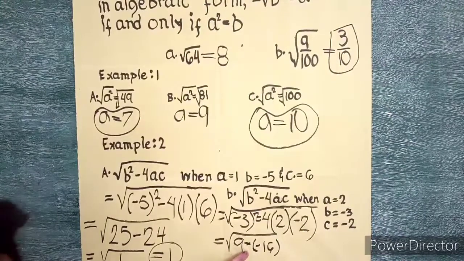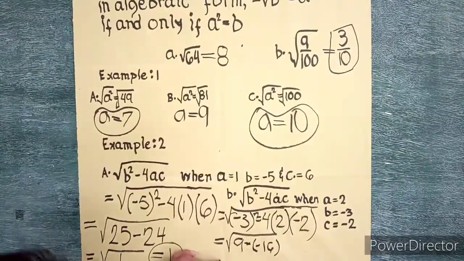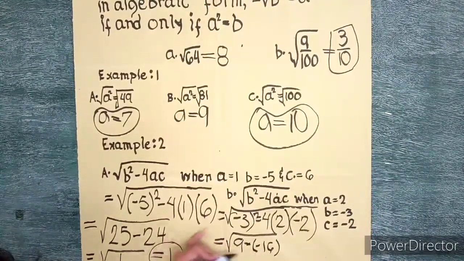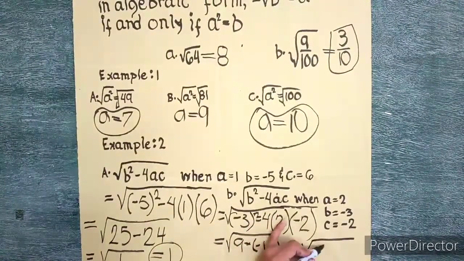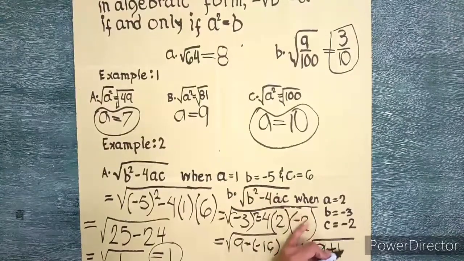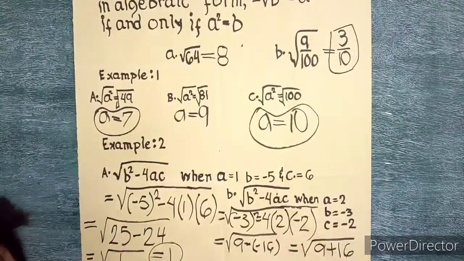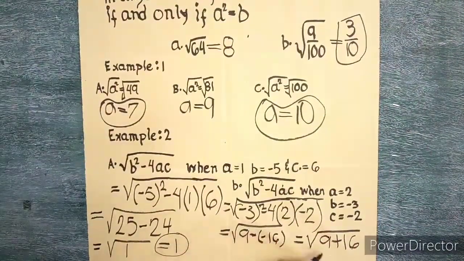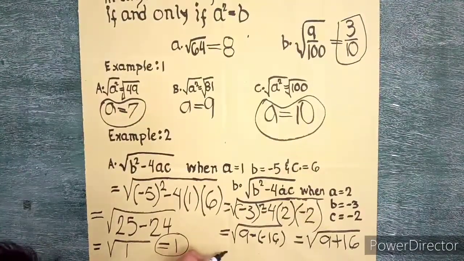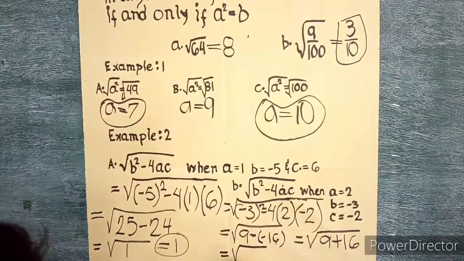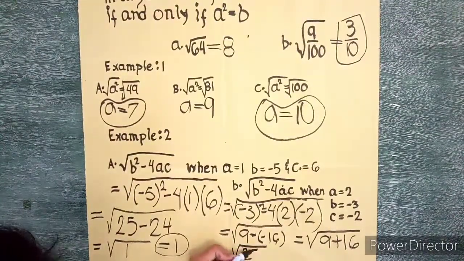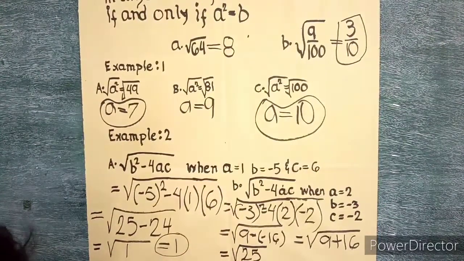So, we're going to change the sign because same positive, it will become equals to square root of 9 plus 16. Okay? Then next, you're going to add because the operation is add. So it will become square root of 9 plus 16, that is 25. Okay? 25. Then simplify square root of 25.